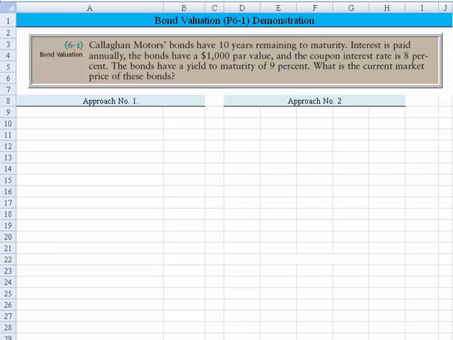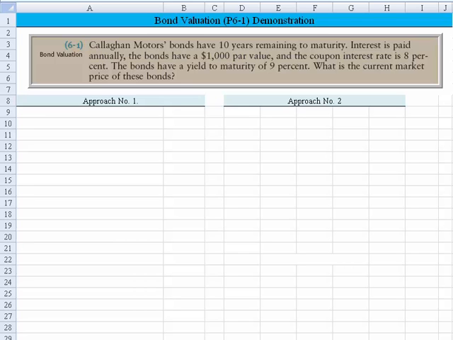Hi everyone, let's take a look at problem 6-1, which is a bond valuation yield to maturity problem. Callaghan Motors bonds have 10 years remaining to maturity. Interest is paid annually. The bonds have a $1,000 par value and a coupon interest rate of 8%. The bonds have a yield to maturity of 9%. What's the current market price of the bonds?